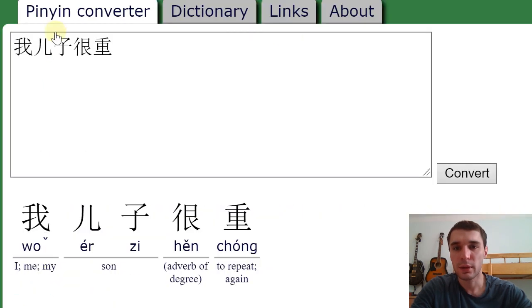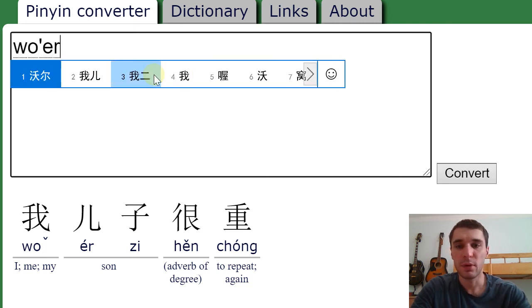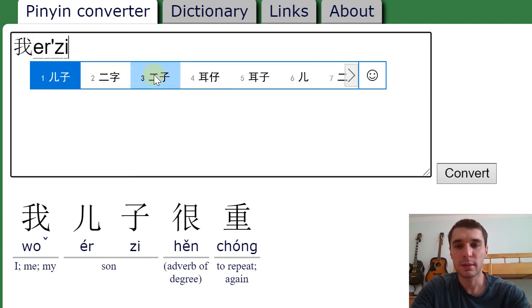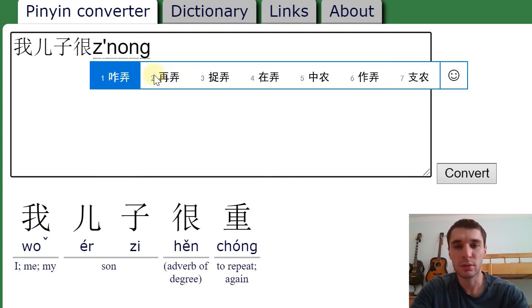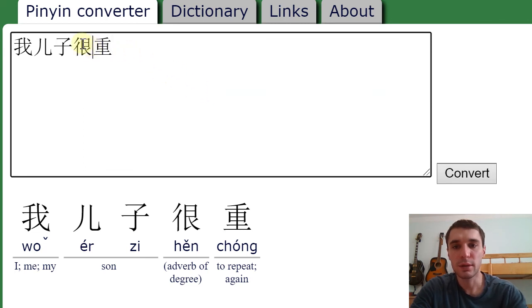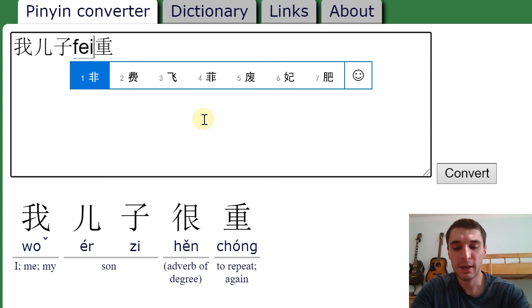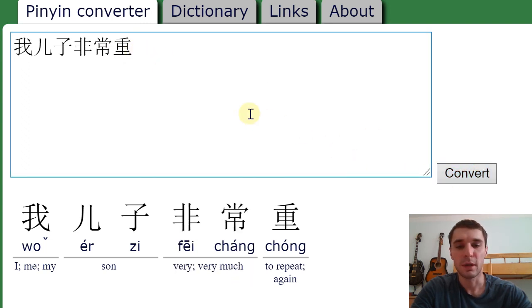Okay, let's go back. I hope we can do it. How to say my son is very heavy. So before we had 我儿子很重, right? Now I just write here 非常 means very. 我儿子非常重. And that means my son is very heavy.